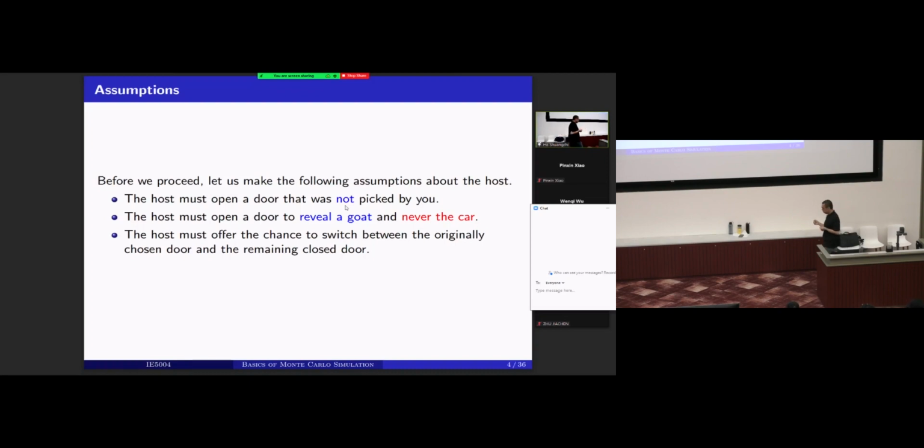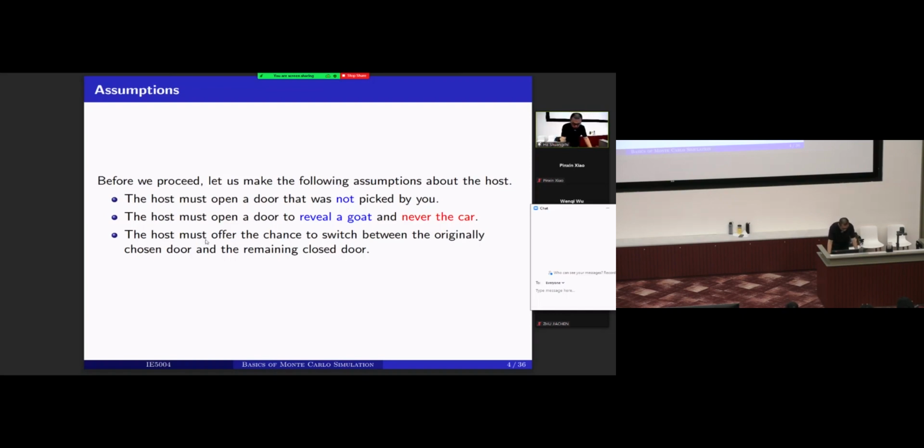Which means that if you picked one, but the host opened a door and behind the door is the car, then it just tells you that you're wrong. Then the game is over. It's not interesting, right? Because we know that there are two goats, just one car. So the host always has the possibility to show you a goat, so he will always do so.